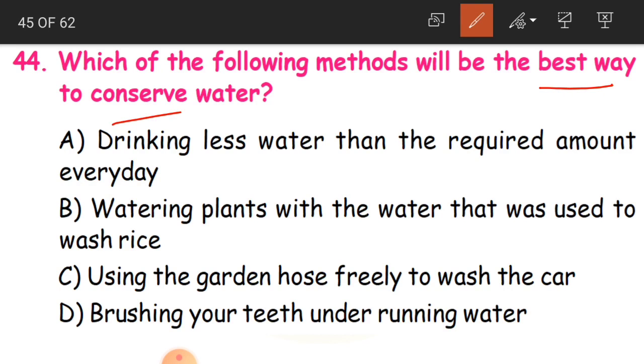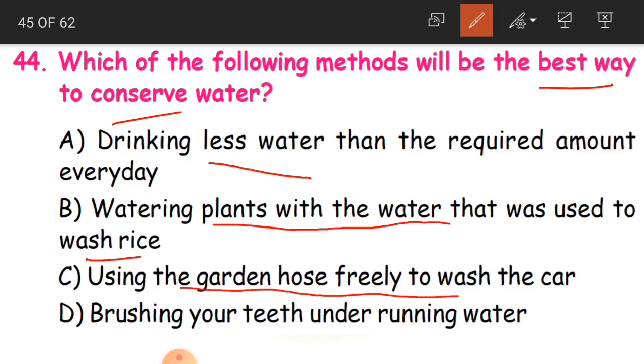Option A is drinking less water than the required amount every day, B is watering plants with the water that was used to wash rice, C is using the garden hose freely to wash the car, or D is brushing your teeth under running water. So A, C and D cannot be done. Only B. Watering plants with the water that was used to wash rice is the best way to conserve, to save the water.